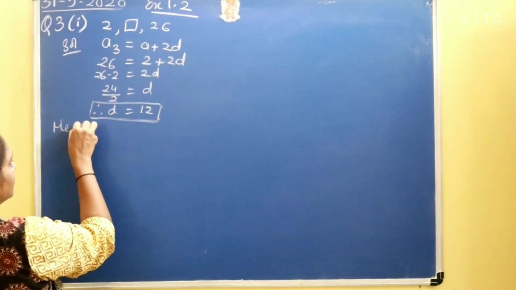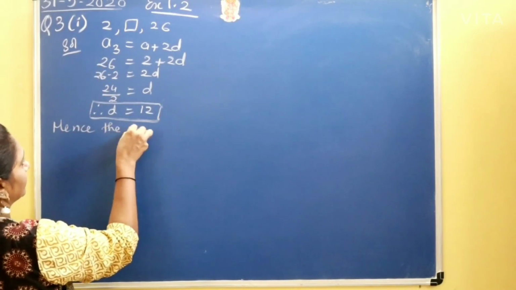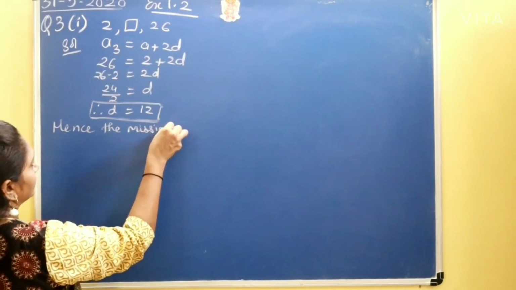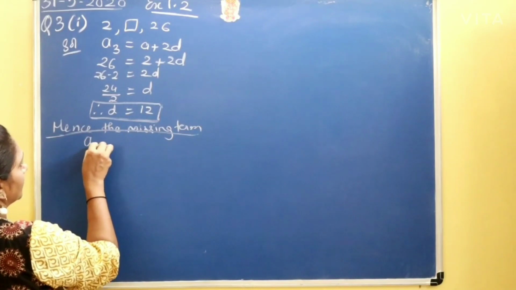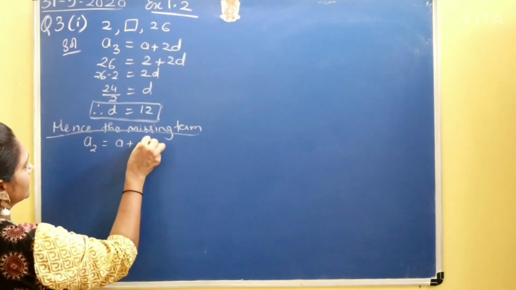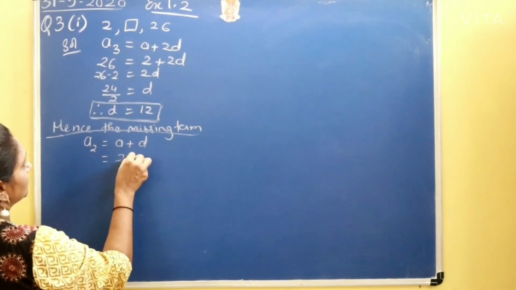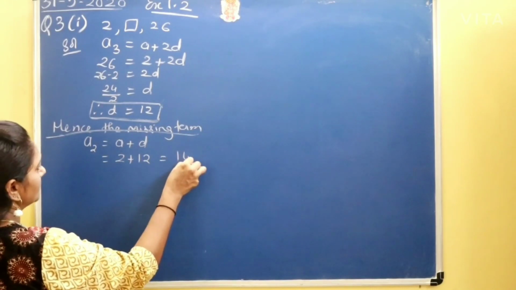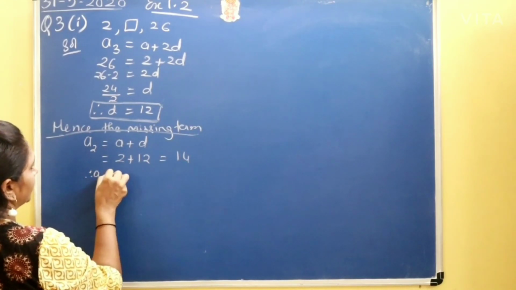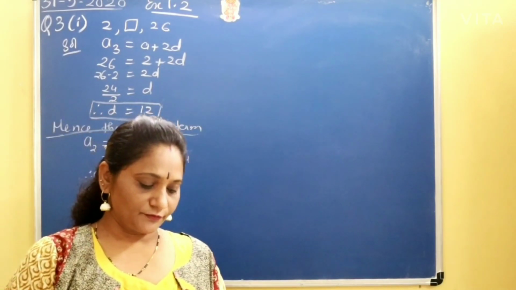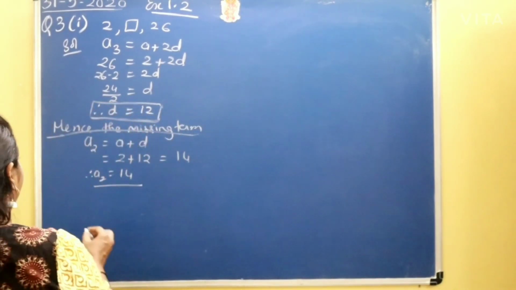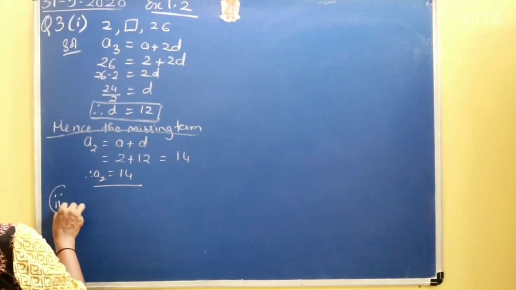Hence, which is our missing term now? a2. a2 is equal to a plus d. So it is 2 plus 12 is equal to 14. Therefore, a2 is equal to 14 is the missing term. In the same way, you have the second question.